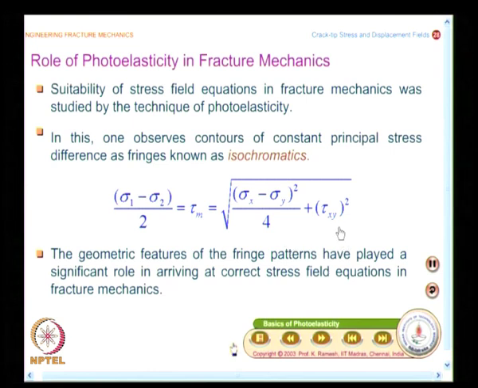I have mentioned this earlier: it is the geometric features of the fringe patterns that alerted the researchers in arriving at suitable stress field equations to model the experimentally observed fringes better. When I make this statement, you have to see what kind of fringe patterns you get for the Westergaard solution and what you saw in the case of actual problems with short cracks and long cracks. Then we can make a judgment.